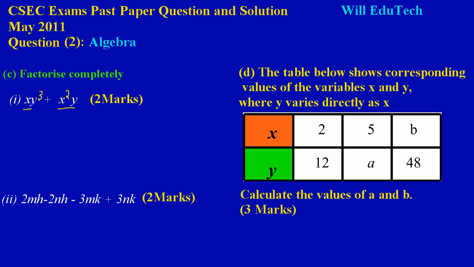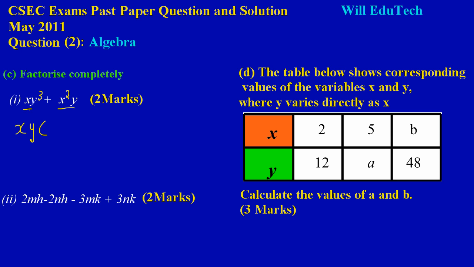Here we have x to the 1, here we have x to the 2, so obviously x to the 1 would be the power that I'm choosing. Now I have y to the 3 and I have y to the 1, so obviously y to the 1 is the lowest power. So I've found my factor, and I'm going to divide through.